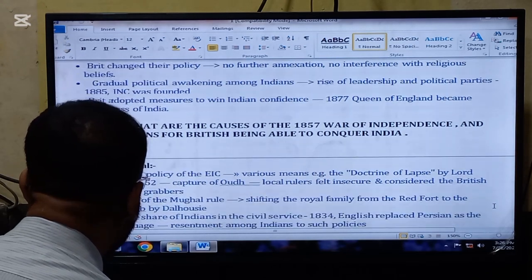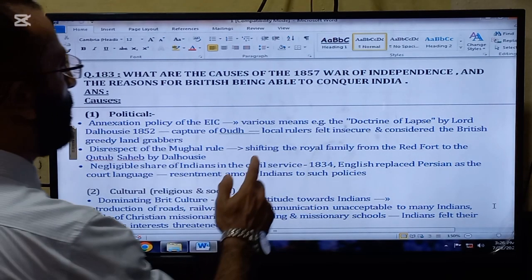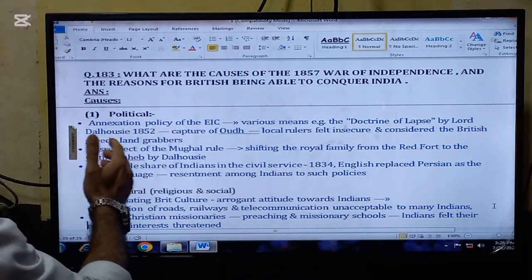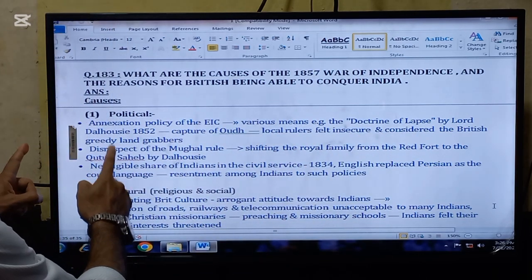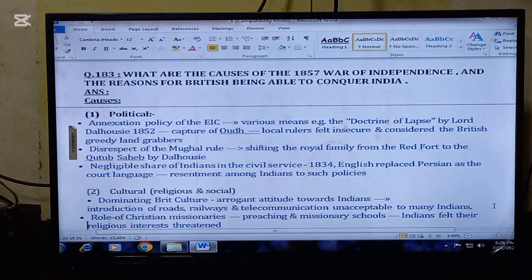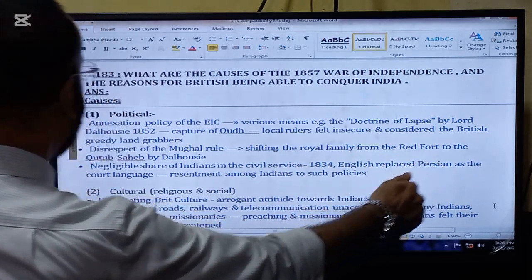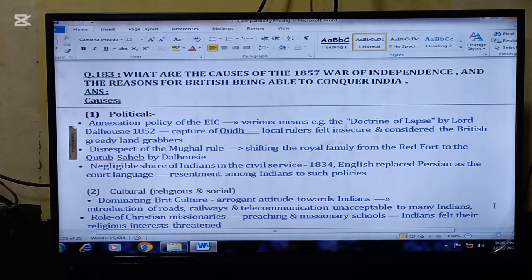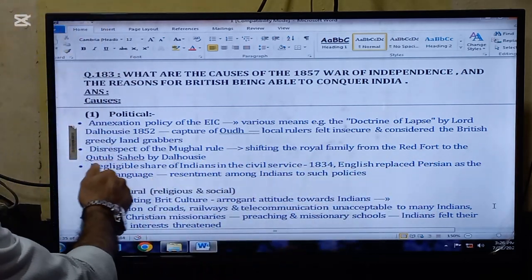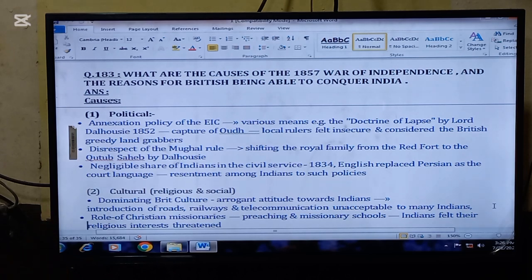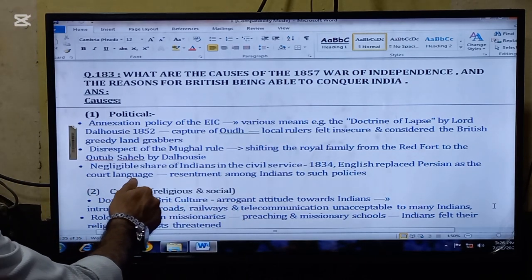The next and the last question for the lecture is: what are the causes of the 1857 War of Independence and the reasons for the British being able to conquer India? Here are the causes. The first one is the political causes. Annexation policy of the East India Company, by various means, for example, the doctrine of lapse by Lord Dalhousie, 1852. Capture of Oudh. Local rulers felt insecure and considered the British greedy land grabbers. Disrespect of the Mughal rule, shifting the royal family from the Red Fort to the Qutub Sahib by Dalhousie.